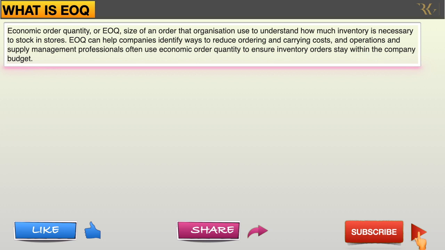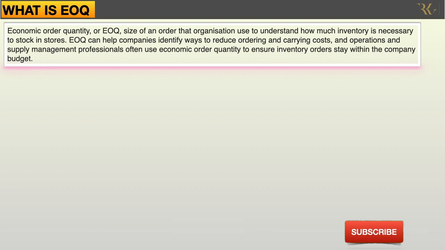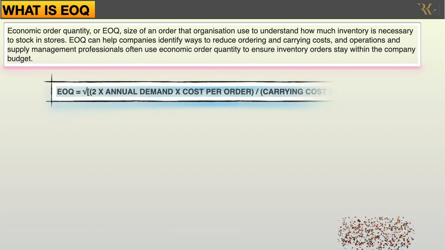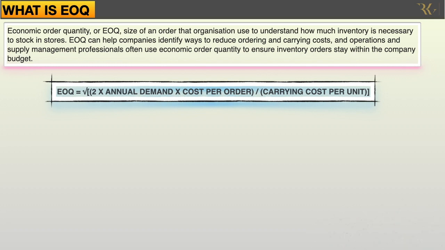Economic order quantity, or EOQ, is the size of an order that an organization uses to understand how much inventory is necessary to stock in the store. So EOQ can help companies reduce ordering and carrying cost, and operational and supply chain management professionals often use EOQ to ensure inventory orders stay within the company budget.